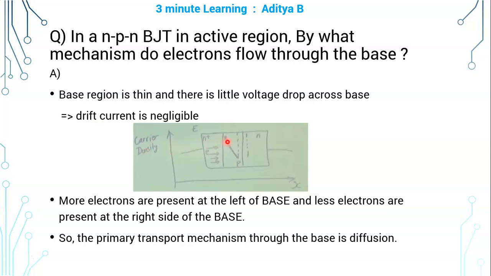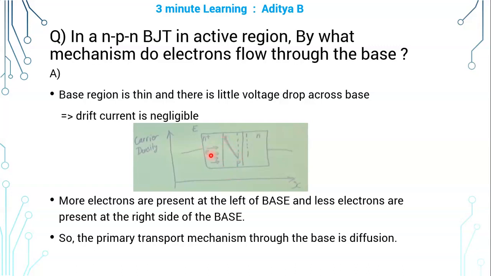More electrons are present at the left edge of the base and fewer electrons are present at the right side of the base, as you can see here. That is, a slope is existing. Then the charge carriers roll down along this slope. There is a concentration gradient existing in the thin base region from the left side to the right side, or from the emitter side to the collector side.